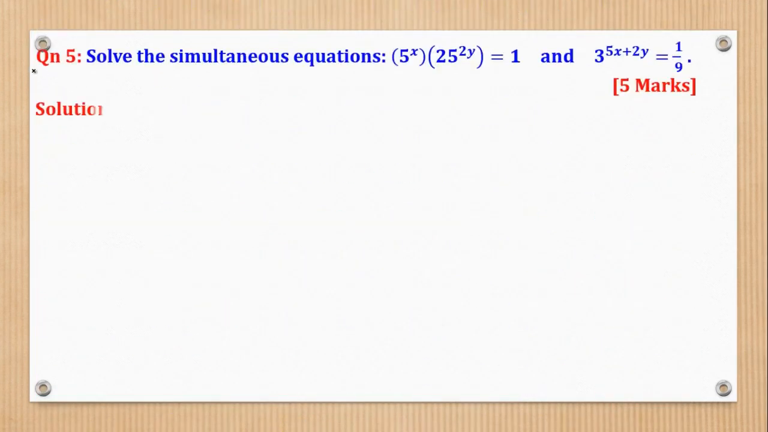Then question 5 says solve simultaneous equations, this and that. So from this first one, 25 is the same as 5 squared, so it becomes 5 to the power 4y, because 2 times 2y becomes 4y.